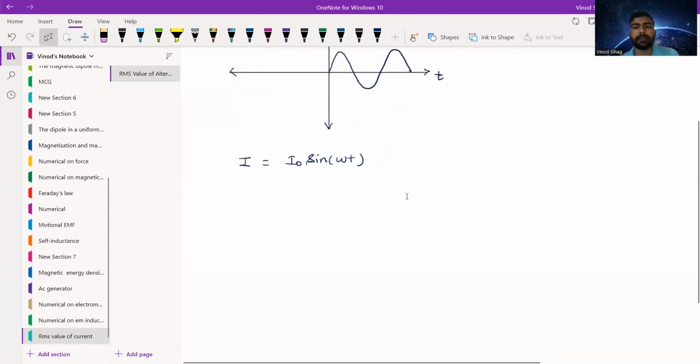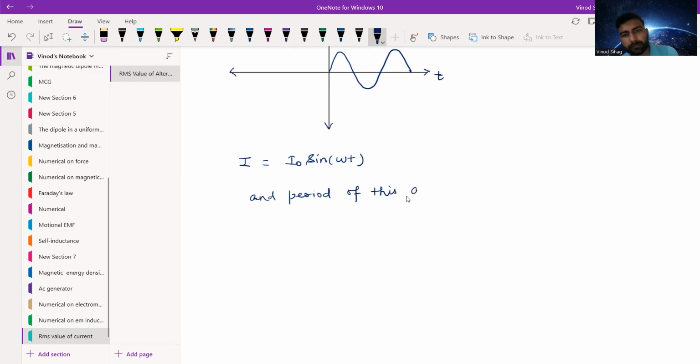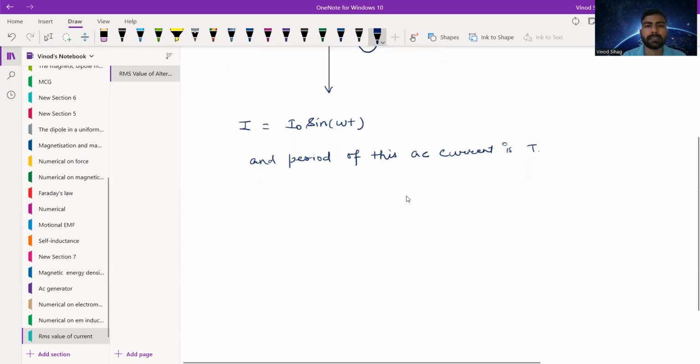And the time period of this AC current is T. T is the time period of this AC signal.